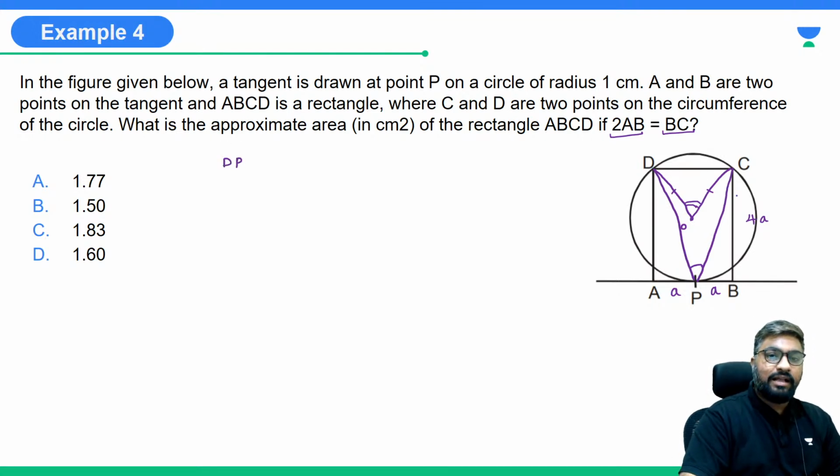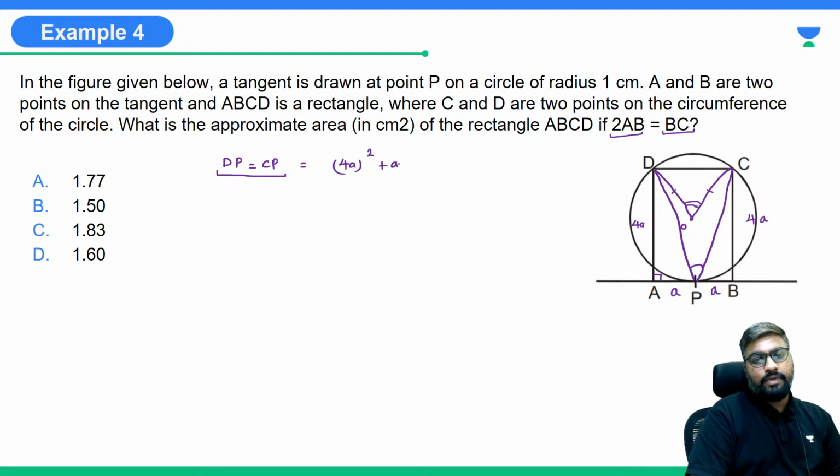It is clear, in the rectangle, if P is the midpoint, then DP and CP will be equal, correct. DP and CP are both equal, lines joining the midpoint in a rectangle. What will be the length of this if we use this 90 degrees Pythagoras theorem? So this is 4a, this is a, this will be equal to what? Root of 4a square plus a square, which is 16a square plus a square, root of 17a square, that is root 17a, correct?